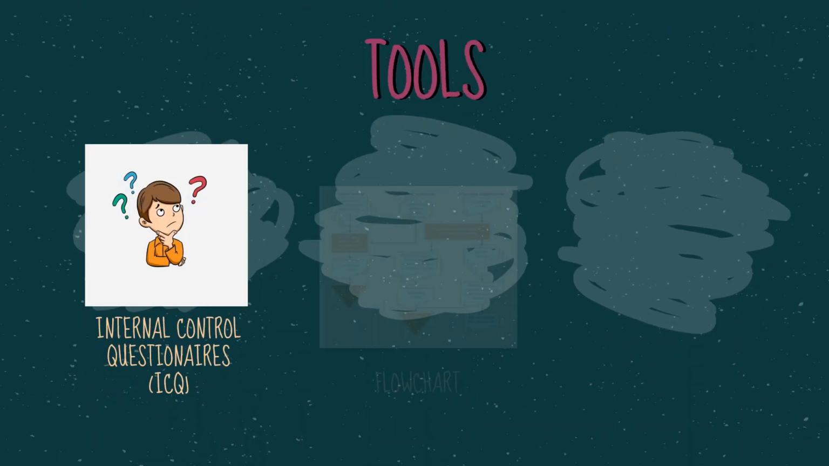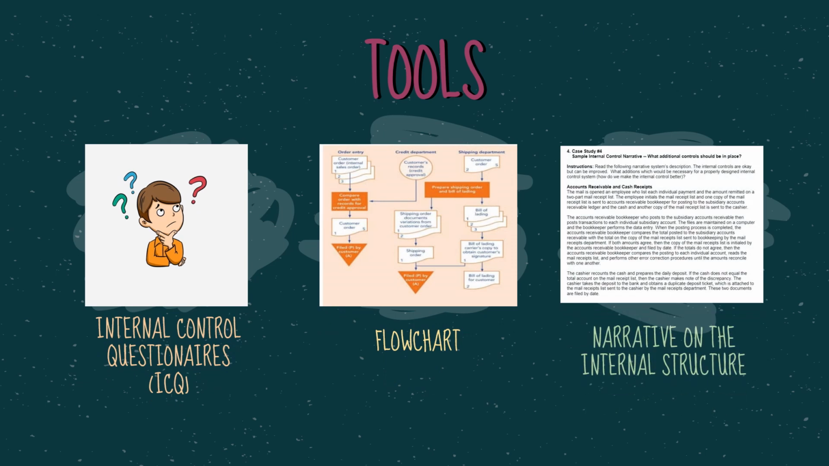There are three tools that we use in preliminary assessment of control risk. The first one is the Internal Control Questionnaire (ICQ). We use the Internal Control Questionnaire by asking questions. Some examples of ICQ questions are: Are customer orders reviewed for terms such as prices and quantities? Is the credit department independent of the sales department?